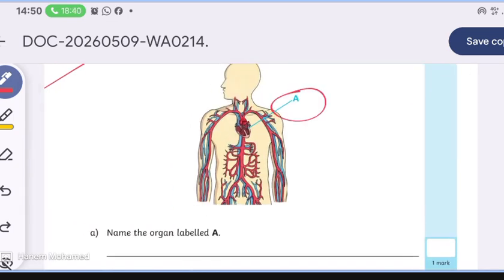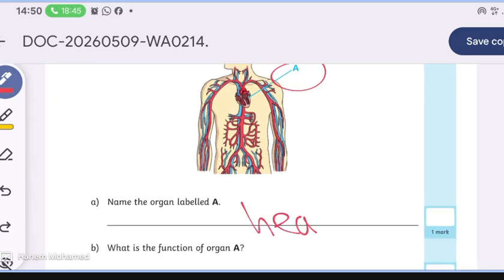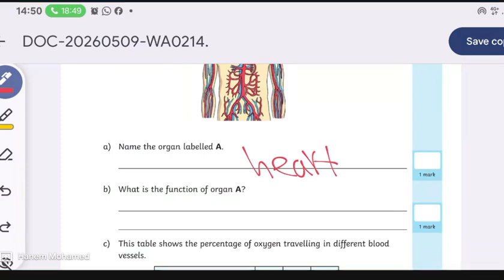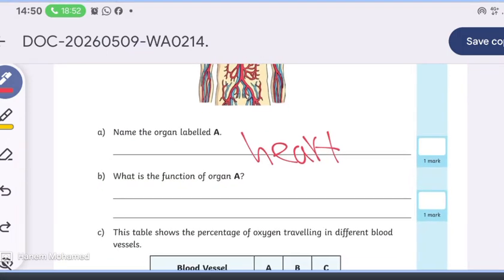He is pointing to letter A. What do you think letter A can be? What is the name of the organ? The heart. And what is the function of letter A? Pumps blood to the whole body. Yes, it just pumps the blood to the whole body.